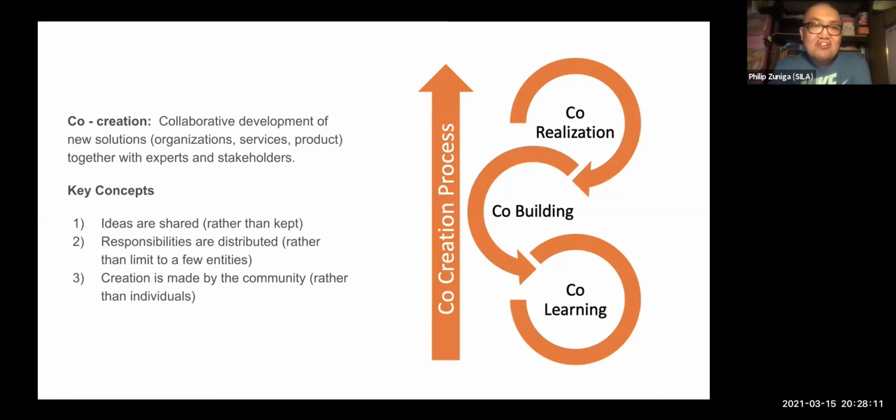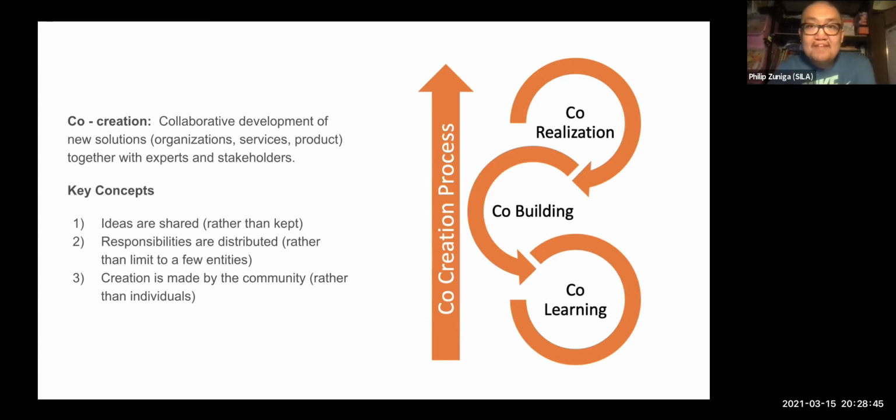So what is this cooperation framework? First, let's define what cooperation is. Cooperation is the collaborative development of new solutions. When we say solution, it can be an organization, services, or products, developed together with experts and stakeholders. The main idea with co-creation is that we will develop something together. The countries, the experts, and the community will work together to develop the various in-country interoperability labs.